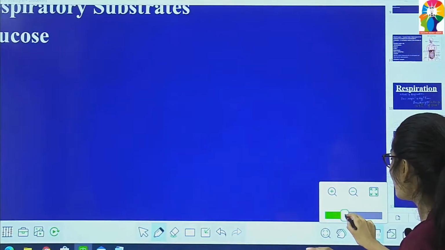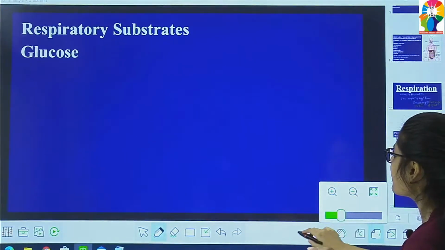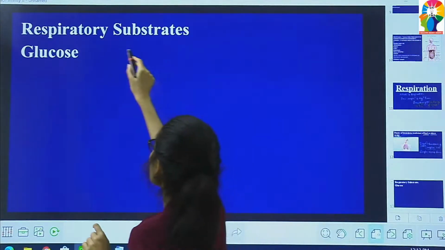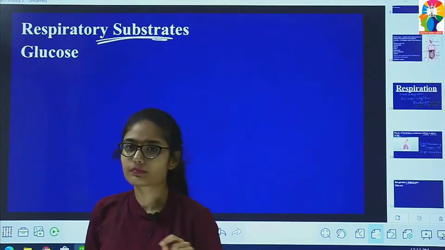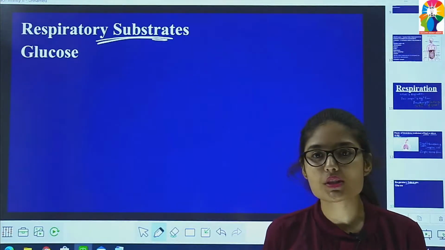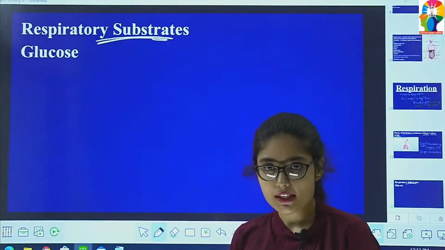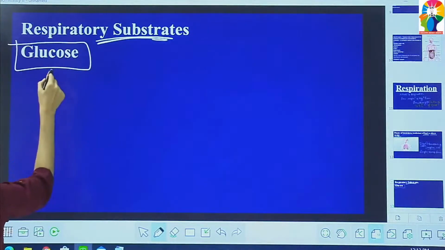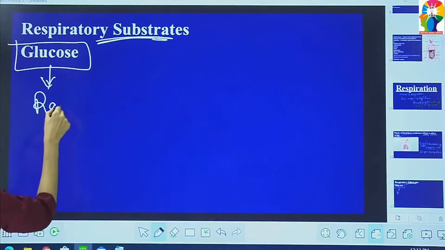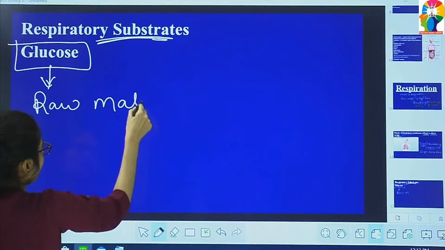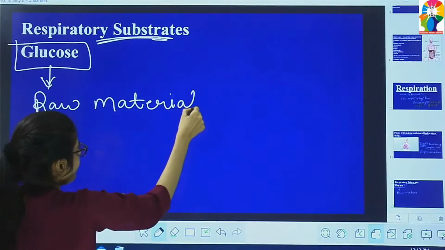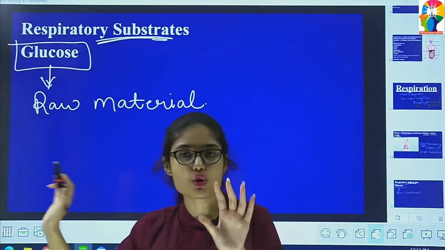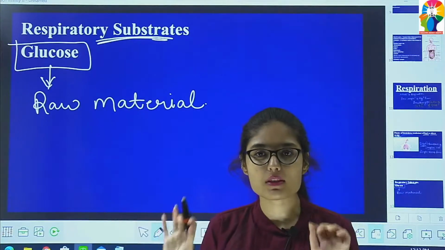Now, before proceeding, just understand what the respiratory substrates are. It is the raw material that is used in the respiration process, which is glucose. Now what is glucose? This is the raw material used in the process of respiration. Glucose is the raw material, just remember this.